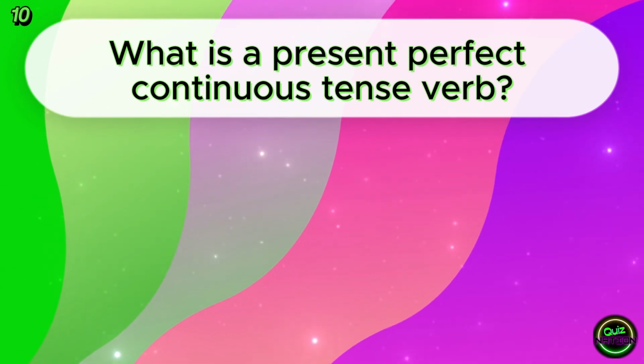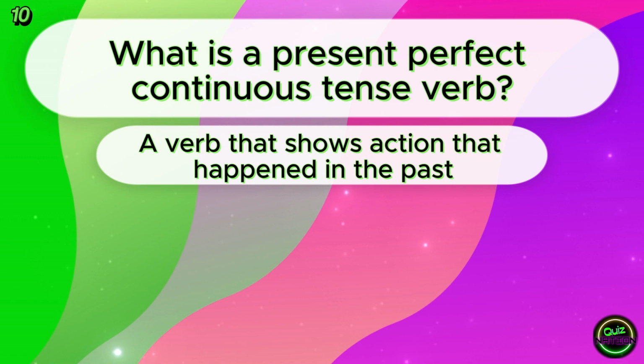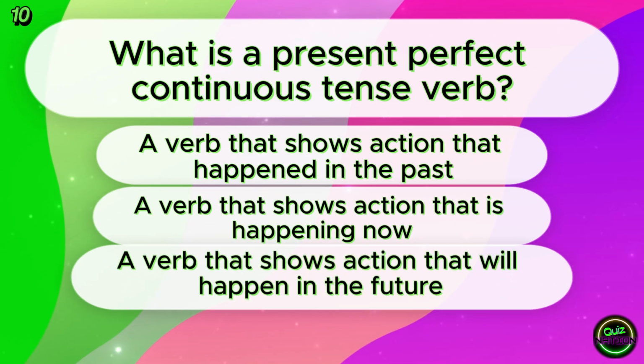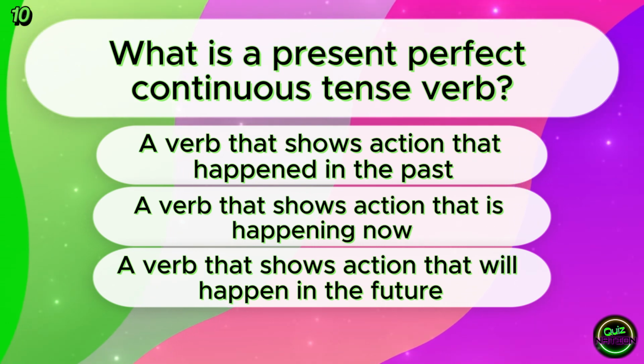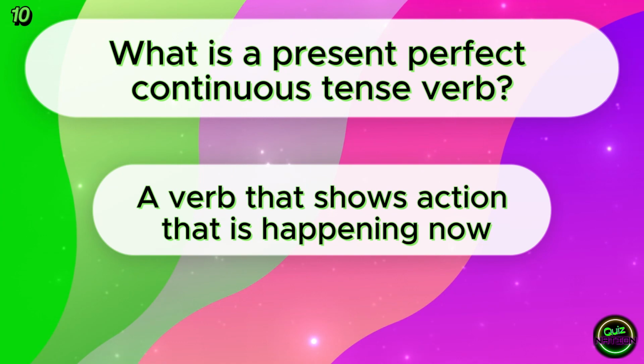What is a present perfect continuous tense verb? A verb that shows action that happened in the past. A verb that shows action that is happening now. A verb that shows action that will happen in the future. The answer: a verb that shows action that is happening now.